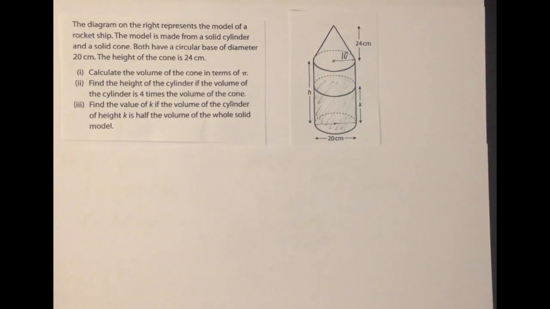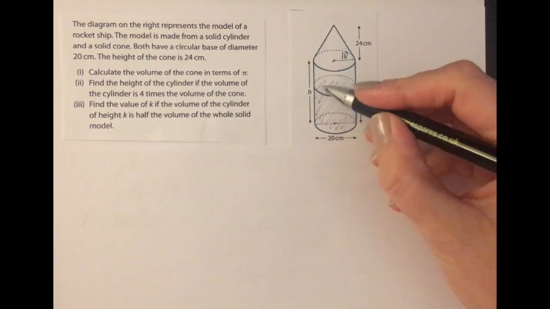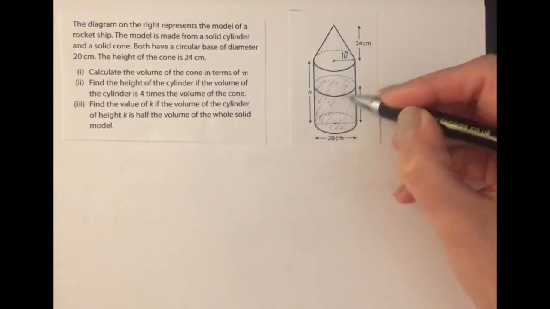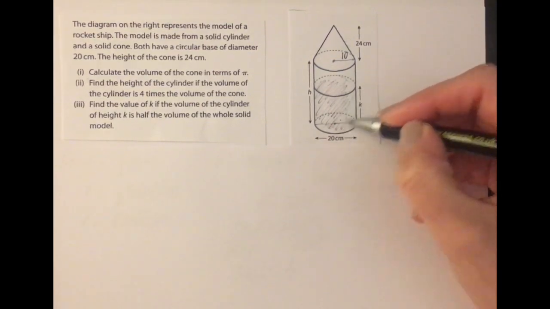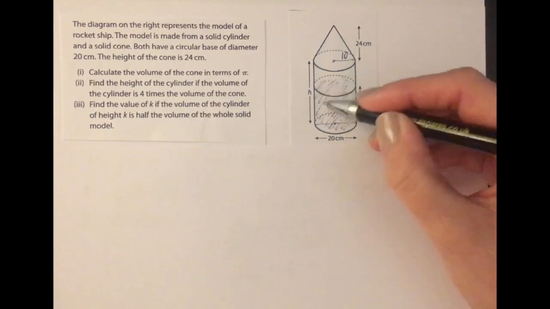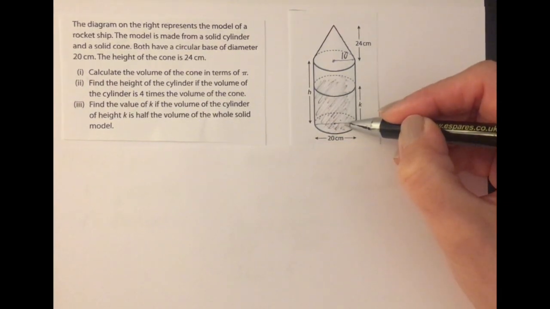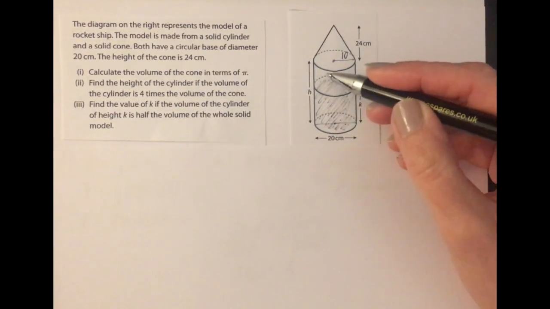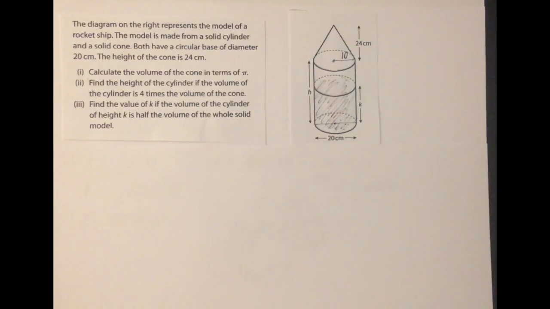Okay, let's have a look at part 3 now, which asks find the value of K if the volume of the cylinder of height K is half the volume of the whole solid model. Okay, so I just have that shaded in there. That is the cylinder of height K, that bottom cylinder there. And if that is half the volume of the whole model, then can we work out the value of K?